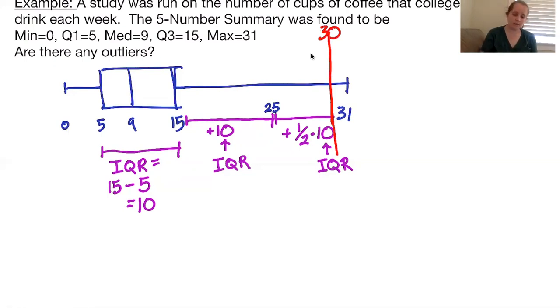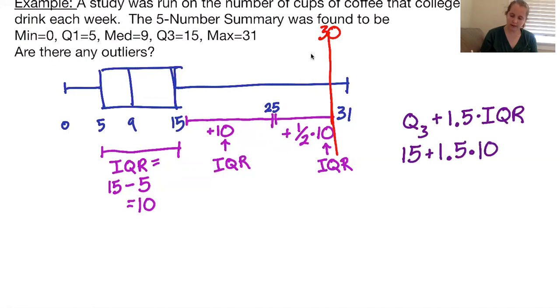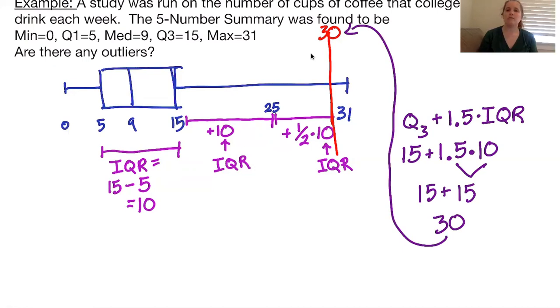If we did this same thing just with the calculations, we took our Q3 and added 1.5 times our IQR. Q3 was 15 plus 1.5 copies of 10. Keep in mind, we always do multiplication before addition, unless parentheses tell us otherwise. 1.5 times 10 is 15, so we are looking at 15 plus 15, and we get 30. That is indeed that same cutoff that we found just by adding those pieces of the IQR.